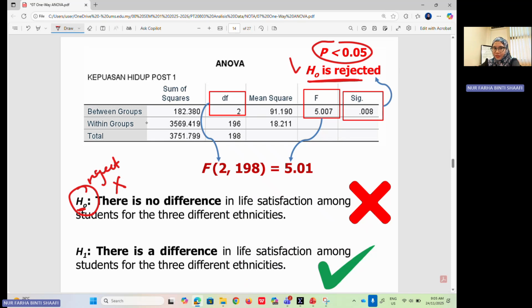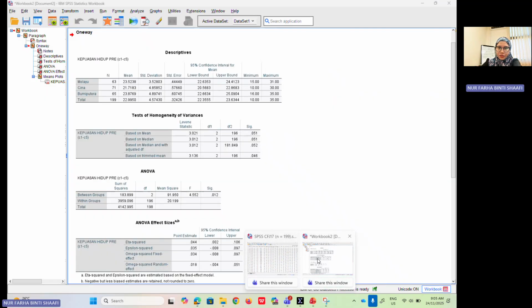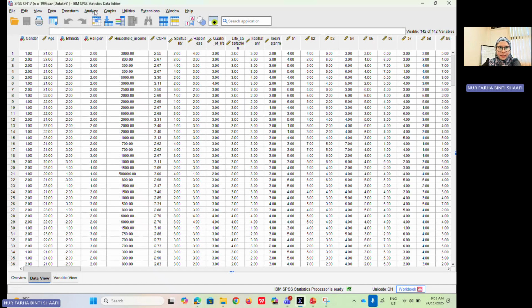But where is the difference? Because it just stated between the groups. The groups we have are Malay, Chinese, and Bumiputra. But which groups are different? So in this case, if your null hypothesis is rejected, what you need to do is go back to your data. For this output, I just close and don't need to save. I go back to my database.